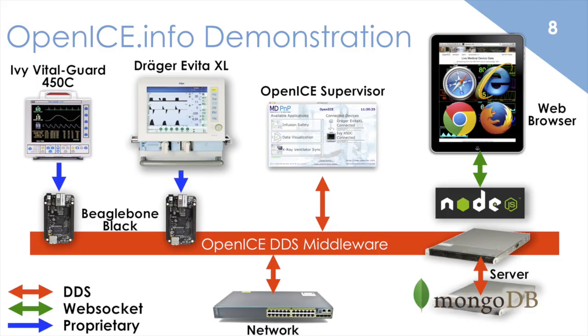A convenient example of the platform at work we've put together at openice.info. So this diagram shows that in our lab we have continuously operating a patient physiological monitor and an ICU ventilator running our platform software on small single board computers known as BeagleBone Blacks. They are interpreting that information and delivering it to the platform at large. For this particular demonstration, we have a Node.js application tapping into that middleware and displaying that data on the web.